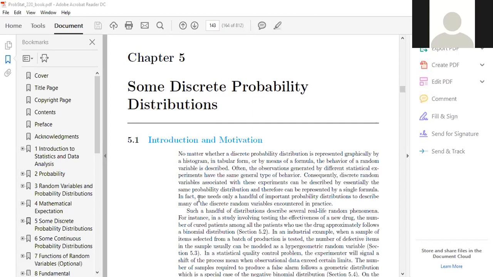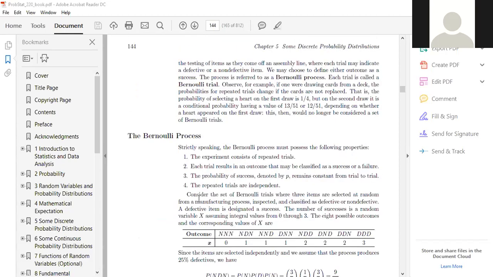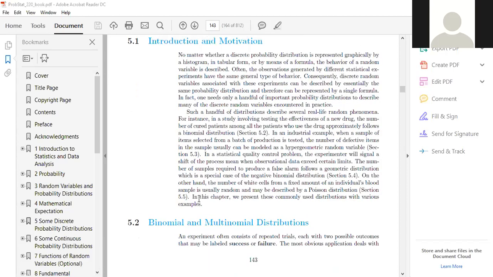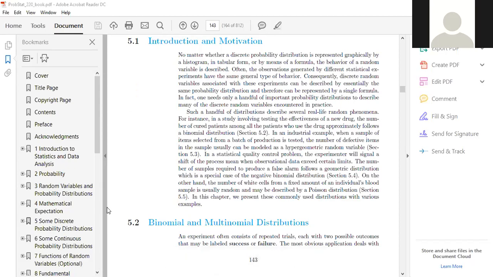That is today's lesson plan, based on articles 5.2 and 5.3. So the introduction, okay, I already gave it to you. The binomial and multinomial distribution: whenever we have this type of thing, suppose we have an experiment that often consists of repeated trials, each with two possible outcomes that may be labeled success or failure. Please keep in mind that the experiment often consists of repeated trials. Repeated means independent events, so repeated trials are independent. Please keep this in mind.